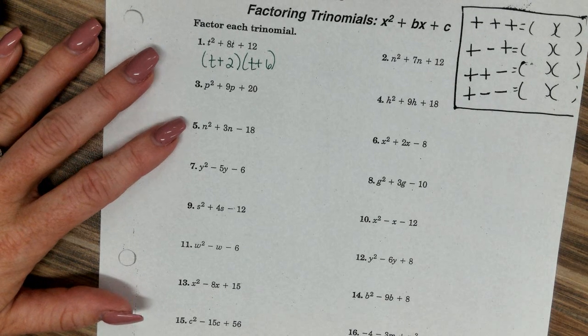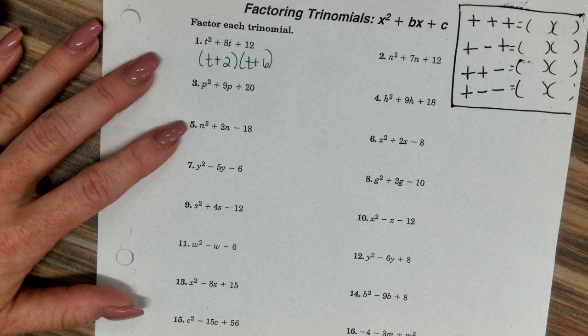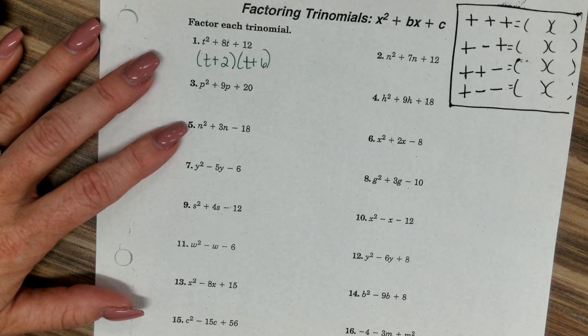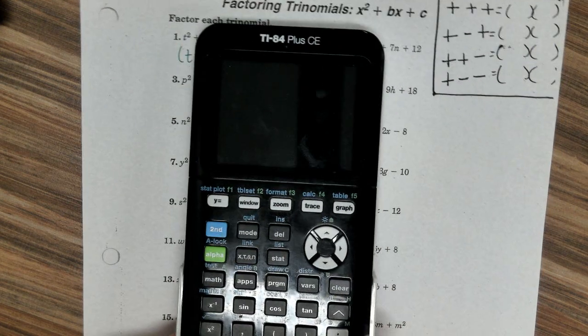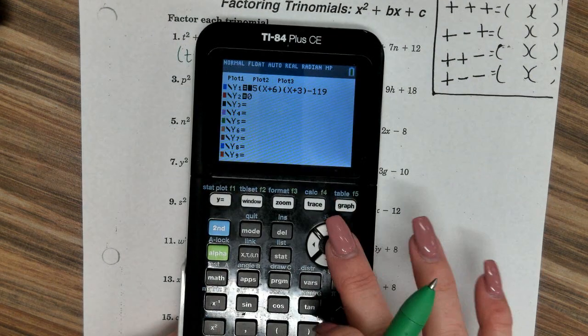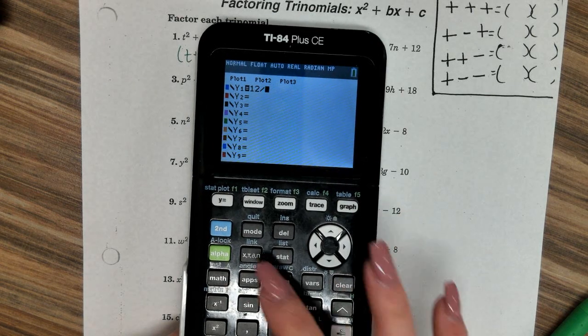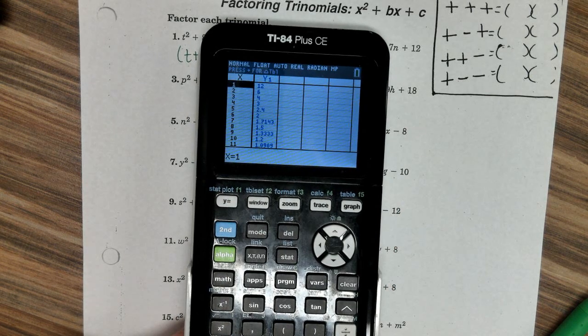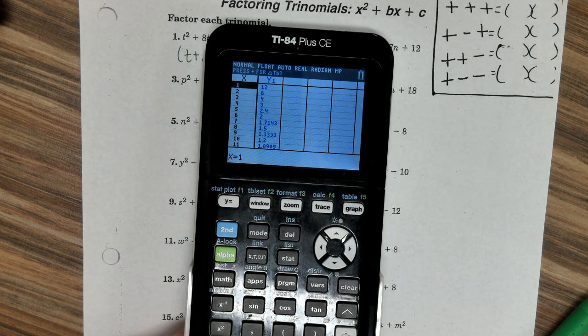Now, how do you find the factors in the calculator again? You don't. I thought you said that we could. Oh, how do you find the factors? Yes, I'm sorry. To find a factor in your calculator, if you're looking for a factor of 12, you simply do 12 divided by x. And it will give you all the factors. So whatever factor you're looking for, divided by x.